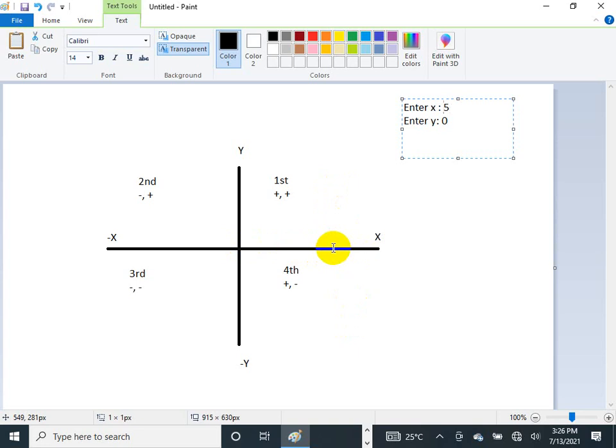What about when x is negative and y is 0? x is negative on the other side and y is 0, so it is the negative x axis. Then when x is 0 and y is positive, x is 0 and y is positive, so it is the positive y axis. And when x is 0 and y is negative, it is the negative y axis.